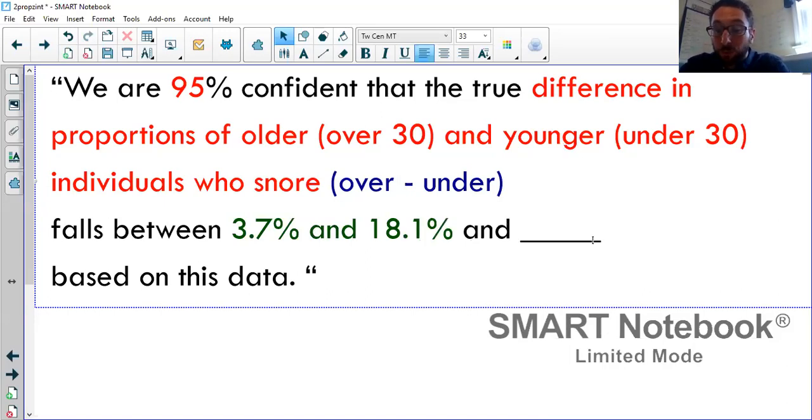Like that last piece, we know that if we take different samples, sampling variability tells us the sample statistics are going to vary from sample to sample. So if we took a different sample, we're going to see a different p-hat and get a different interval. So we're just specifying, hey, this interval is just based on this one data set here. We can just say, based on this data, keep it as simple as possible.